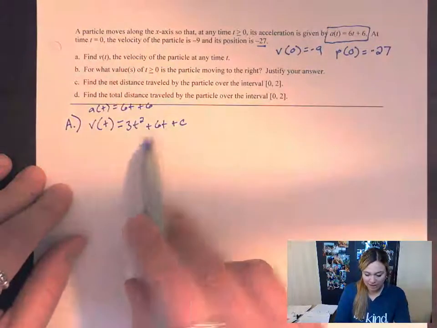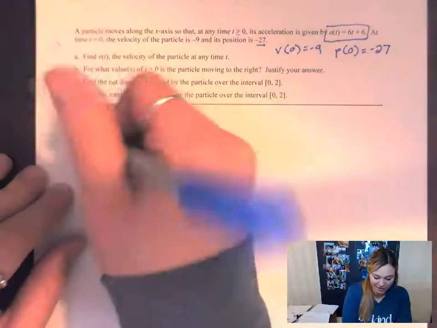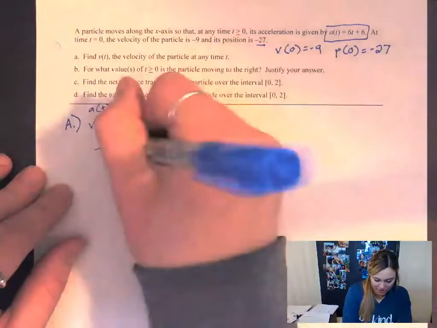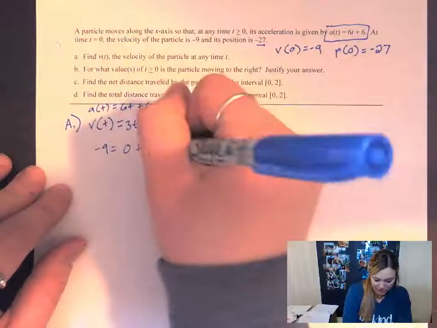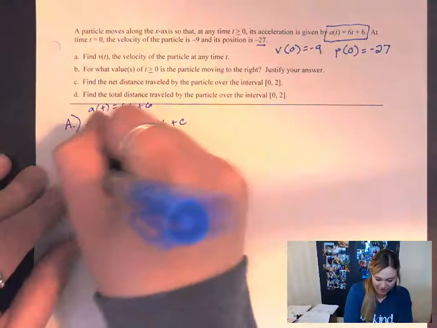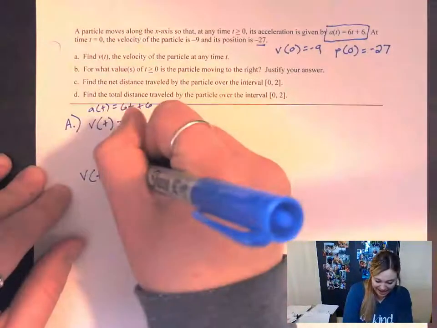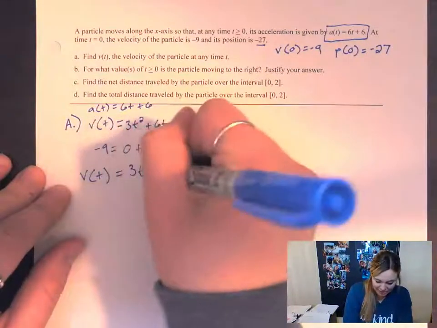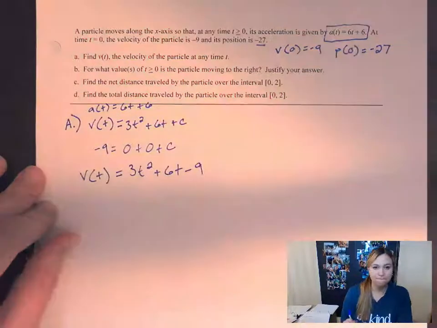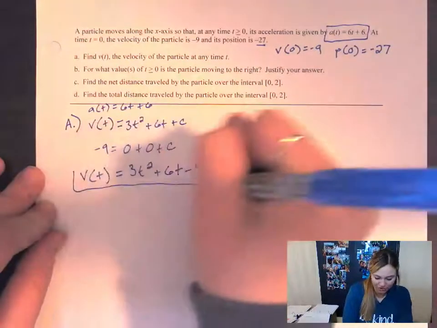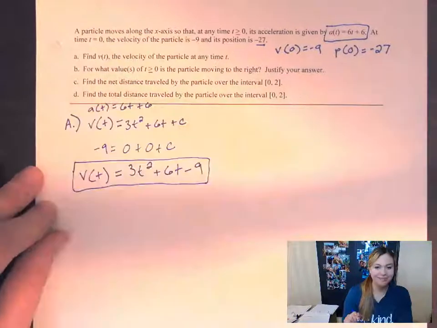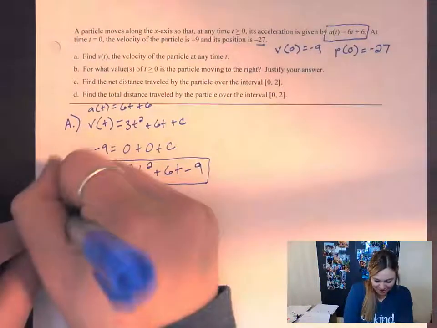So I've got velocity. I know the velocity at 0 is -9. 0 is nice because this would be 0 plus 0 plus c. That means velocity at any time t. Okay, check yours. Did you get velocity? Let's go on to B.